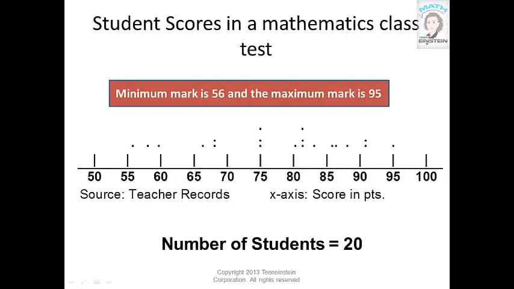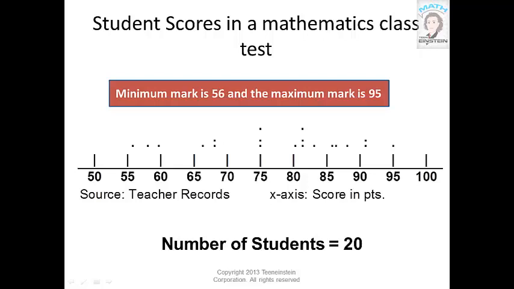Okay, student scores in a mathematics class test is an example here. The minimum mark is 56, the maximum mark is 95. There are 20 students in this class. So we have started from 50 to 100 because this is the spread of the data, 50 to 100. The range is not that. We call the spread like this, but the actual range is maximum minus minimum.